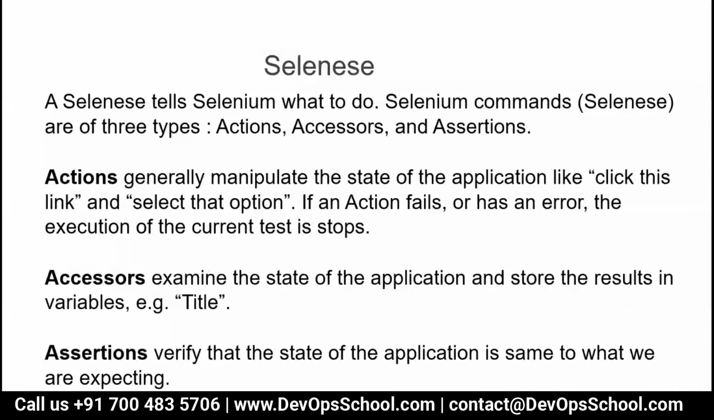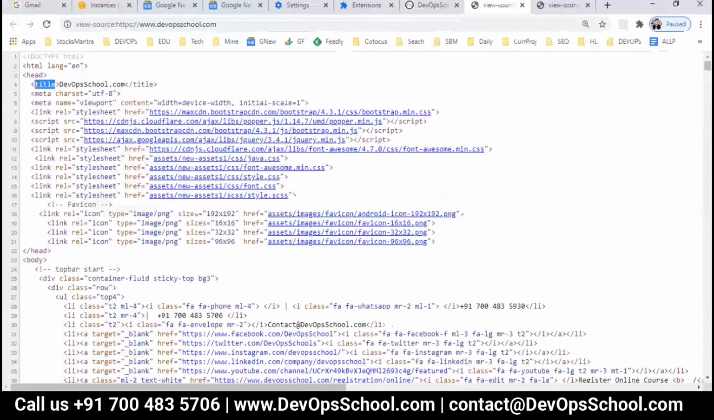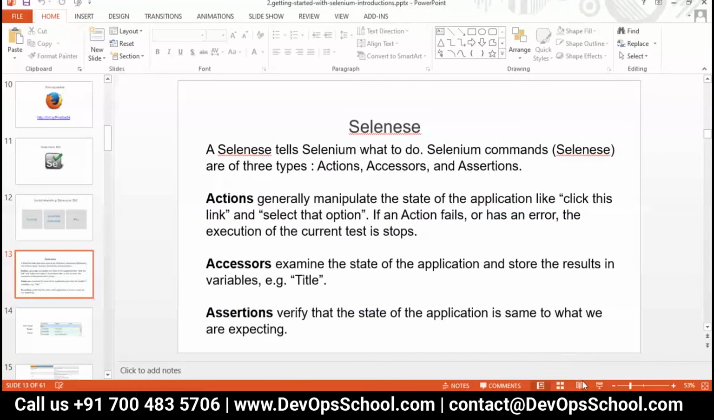OK, now the third one is assertions. Assertions we tried in JMeter also, and that is called verifying that the state of the application is the same as what we are expecting. For example, verify whether the title, this is a variable, right? Is the title devopsschooler.com or not? If it is not, then why not? Why is the title not DevOps School? All these things we have in assertions.